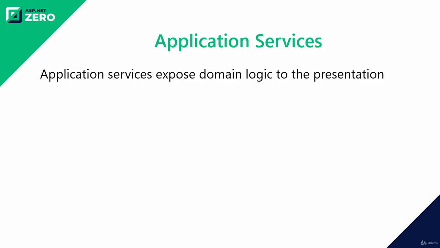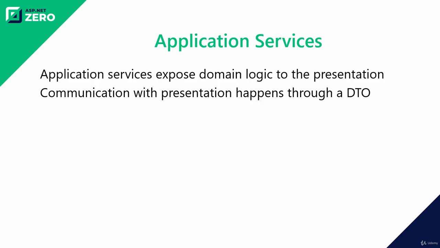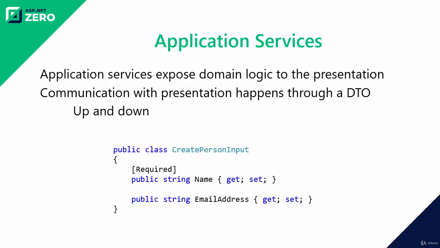Communication from the client to the server and vice versa over the API will happen, of course, using JSON, and it's vital that we only transmit the data that's actually required. For that reason, we'll create a DTO, so a data transfer object that's specific to the operation at hand. Here in the snippet on the slide, you can see a class for the createPersonInput DTO, which will be used to capture the information when we create a new person instance.